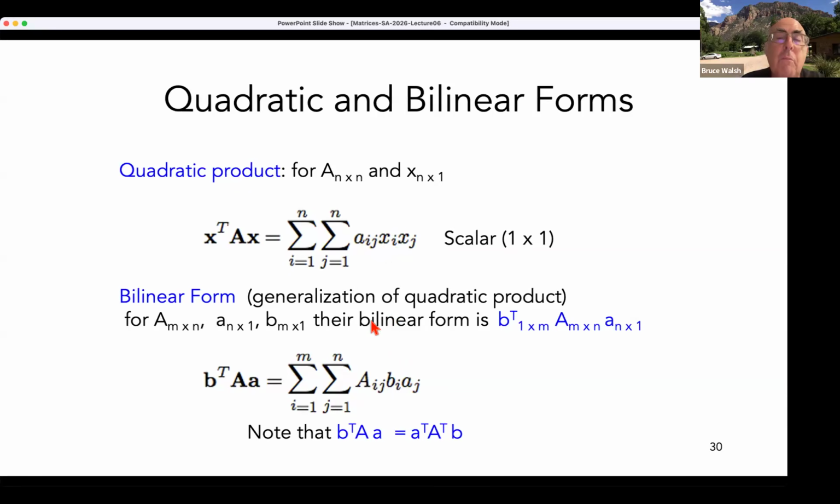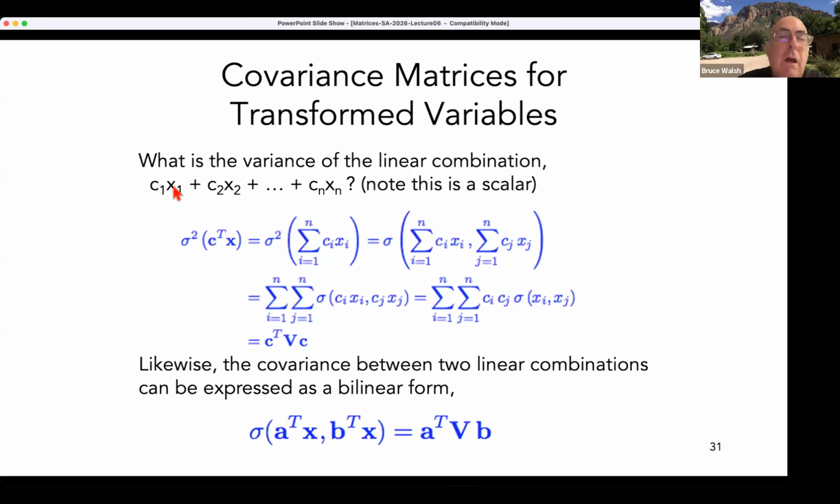A bilinear form is similar, except the weights are different on either side. These arise when computing variances. These arise when computing covariances. In particular, here's an index. What is that index? It's just C transpose X.